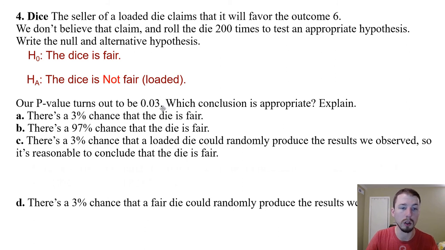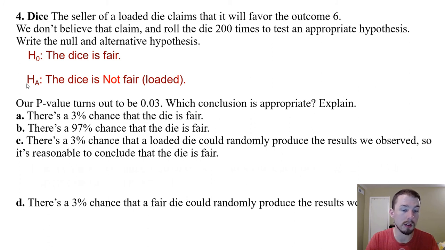So our conclusion would be that we would have enough evidence to reject the null hypothesis that the dice was fair, and to reject it in favor of the alternative that the dice is actually loaded, and it really does favor the outcome of 6. So which one is an appropriate interpretation of the p-value? Does that mean that there's a 3% chance that the dice is fair? No. Does that mean that there's a 97% chance the dice is fair? No, that's not what that means.